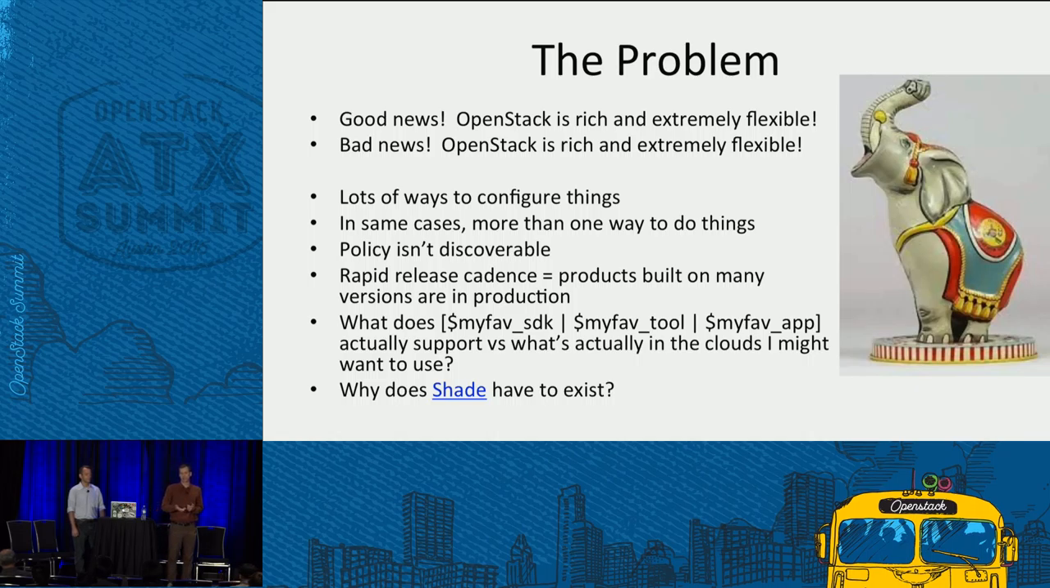And on top of this, policy isn't discoverable, right? So right now, if you have Glance implemented in your cloud in some way, you actually don't know how it's implemented, and it's difficult to discover. Plus, there's a rapid release cadence, and there are products built on many different versions that are in production, and you want to be able to say that one type of OpenStack can talk to another one, like a Kilo can talk to Liberty. Upstream development has actually done a pretty good job of providing guarantees about how long APIs will live and what deprecation policies are for that. That's one of the nice things about OpenStack, where they have decided to take a longer view and make sure that when an API is there, it's there for you.